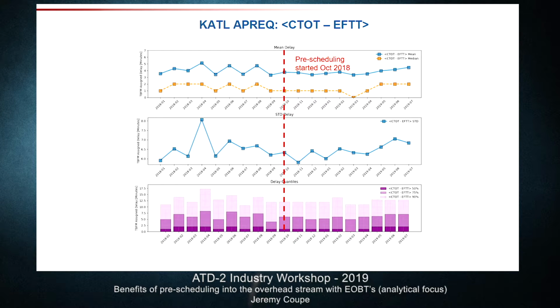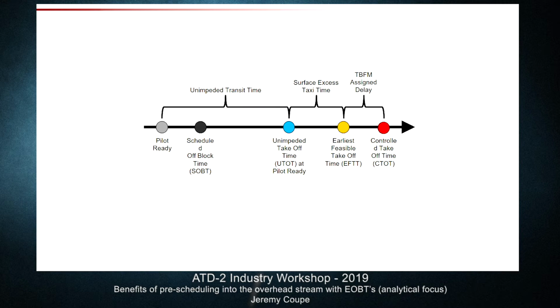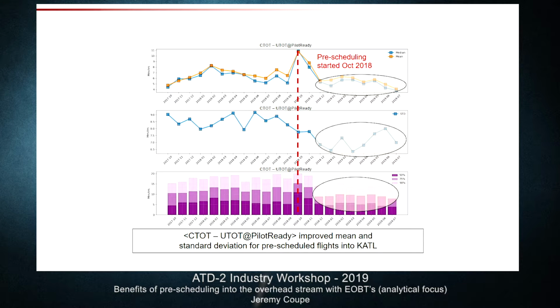So we said, okay, let me look at the controlled takeoff time minus the earliest feasible takeoff time. What data element is this? If we go back to our little cheat sheet here, the controlled takeoff time minus the earliest feasible takeoff time is essentially the TBFM assigned delay component of the total delay. And so this really should tell you about the overhead stream. This is the difference between the time you give to TBFM, where you say, I can take off at this time, the earliest feasible takeoff time, and then TBFM comes back with the control time. So this is purely TBFM assigned delay. So again, what did we see?